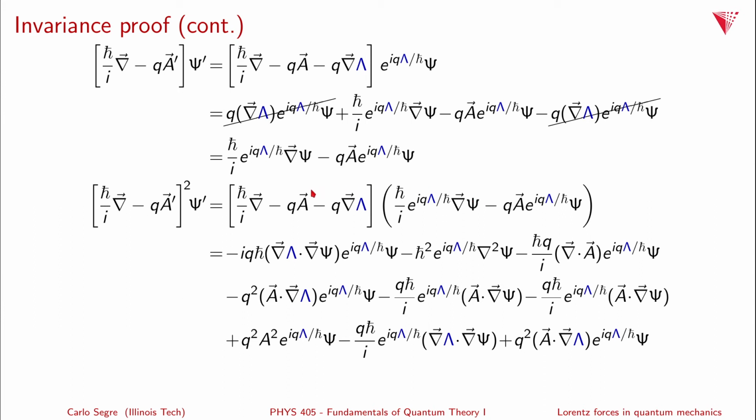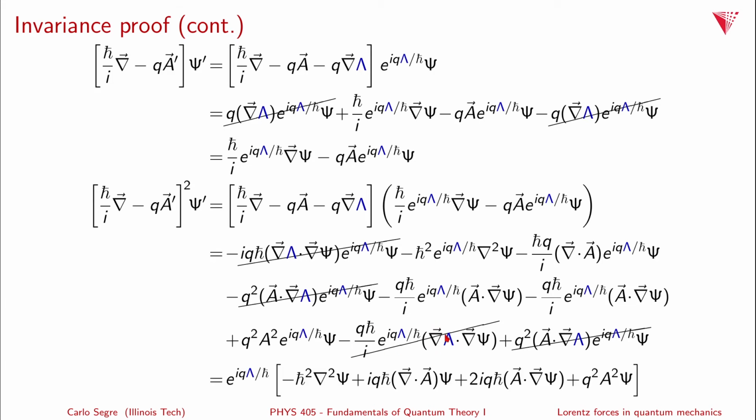So we've now got all the terms. We have 1, 2, 3, 4, 5, 6, 7, 8, 9 terms. Again, we can find some cancellations, because this term and this term are identical and they cancel. This term, the first term, and the penultimate term also are identical and they cancel. And we're left then pulling out the common term, which is e to the i q lambda over h bar.